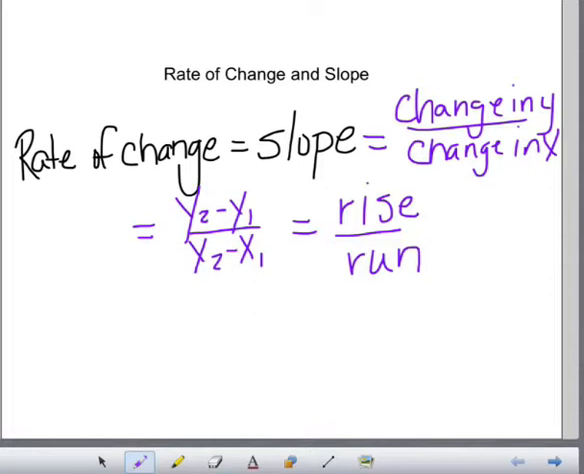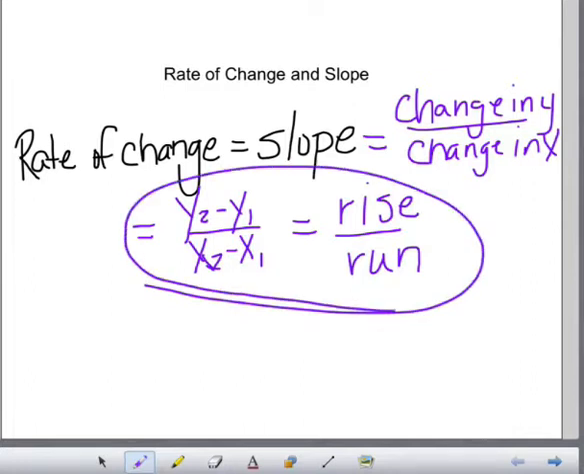So let me say it again. Rate of change or slope is the change in y over the change in x: y2 minus y1 over x2 minus x1, rise over run. I would say these are the two most important. You've got to know that that is slope. That's the rate of change. Make sure you know those.